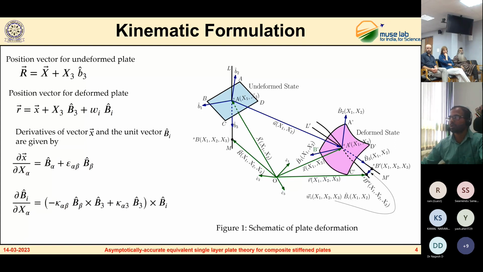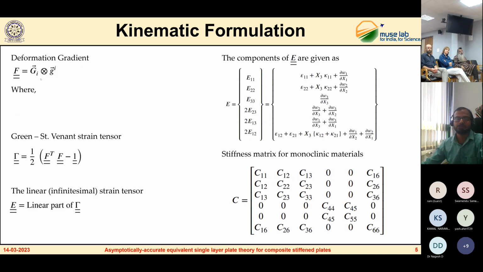But if the Kirchhoff assumptions are not valid, the actual position of point B may differ. Let the actual position of point B be here. The vector joining these two points is the warping vector, and our objective here is to find this warping vector. To do so, we find the position vectors associated with the deformed and undeformed structures. Having these position vectors, we can find the deformation gradient tensor, and with its help, we can find the linear strain tensor.